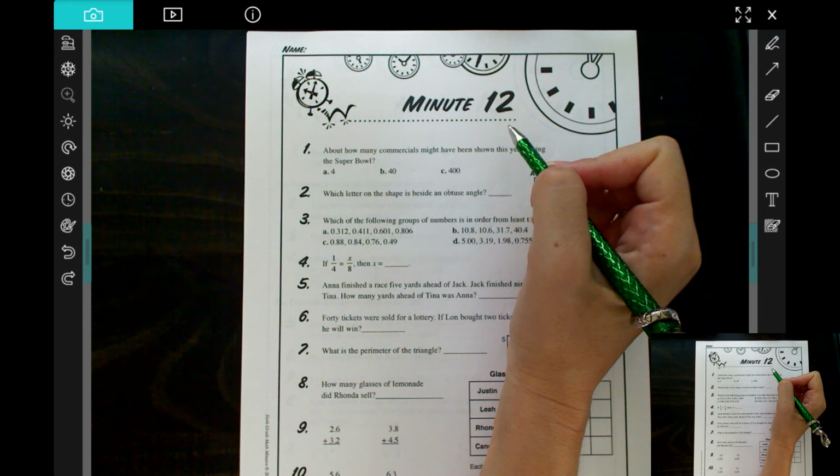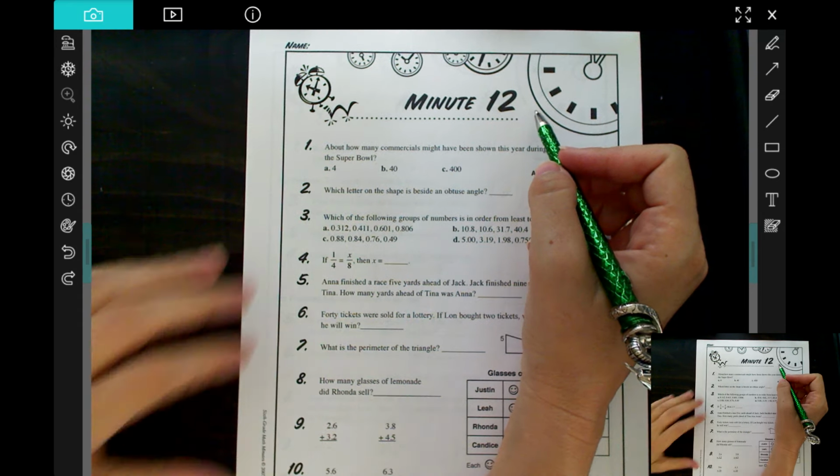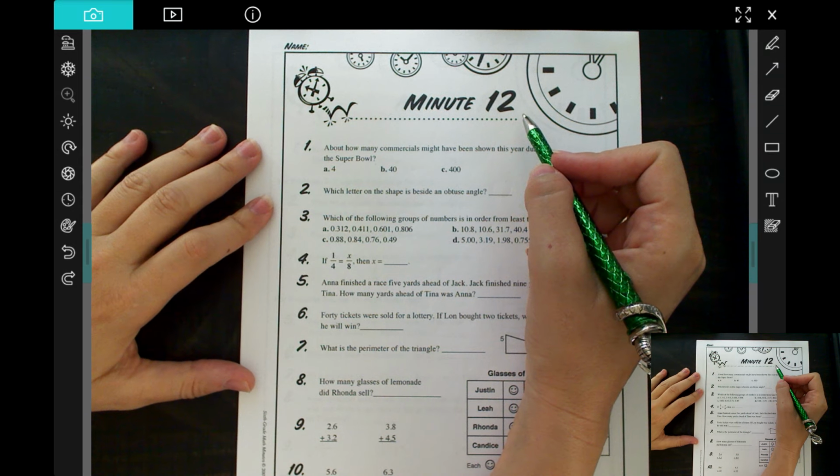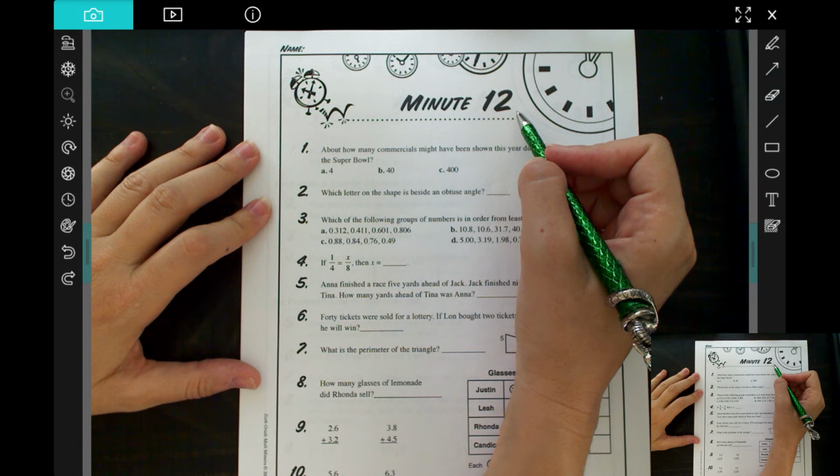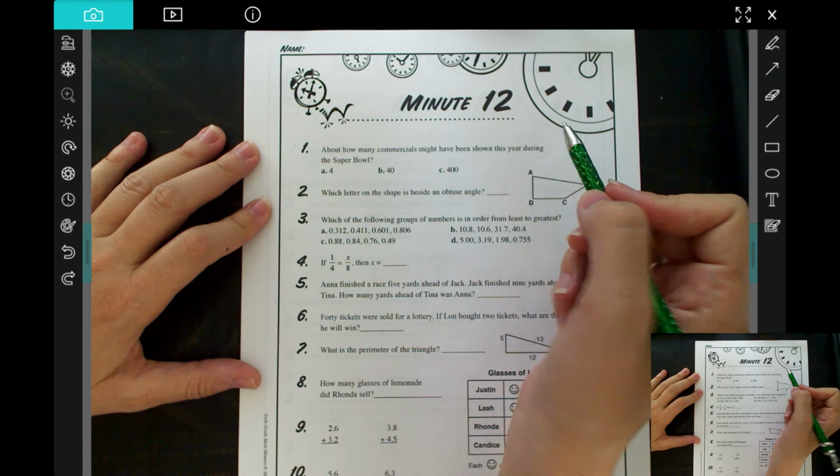So this is Thirsty for Knowledge Thursday, or Thankful Thursday, or any other TH word that you can think that goes with Thursday. Or just that Thursday. Here we go.